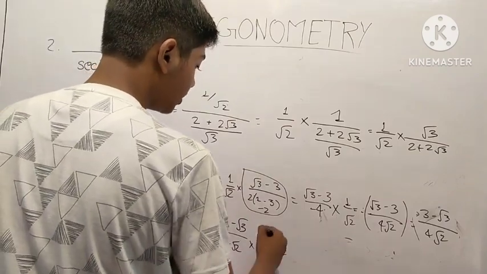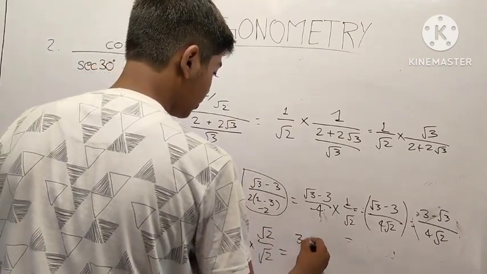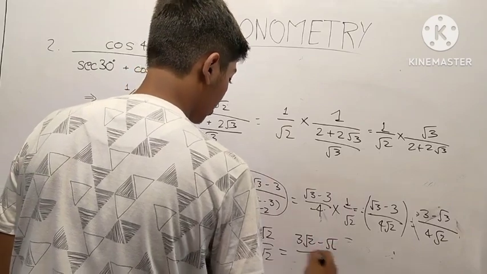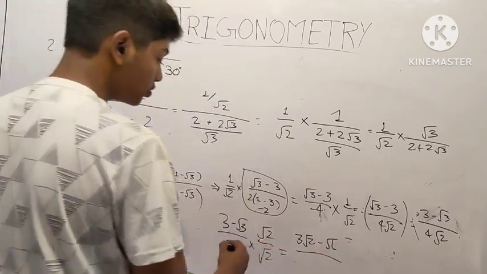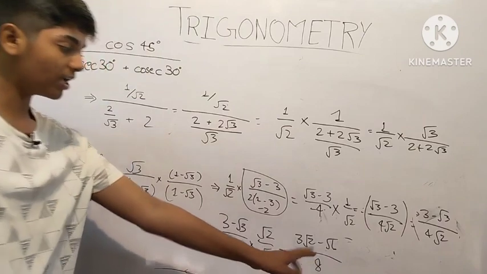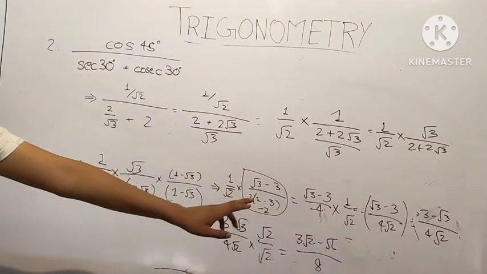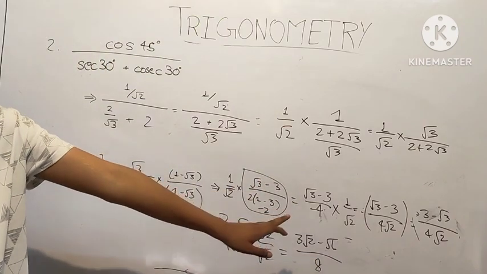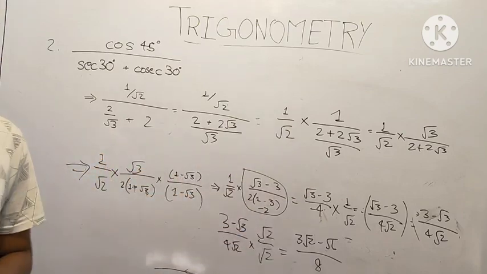You'll get root 2 into 3, which is 3 root 2, minus root 6, upon root 2 into root 2 is 2, so 4 into 2 is 8. And this is your answer: 3 root 2 minus root 6 upon 8. So that was your answer.